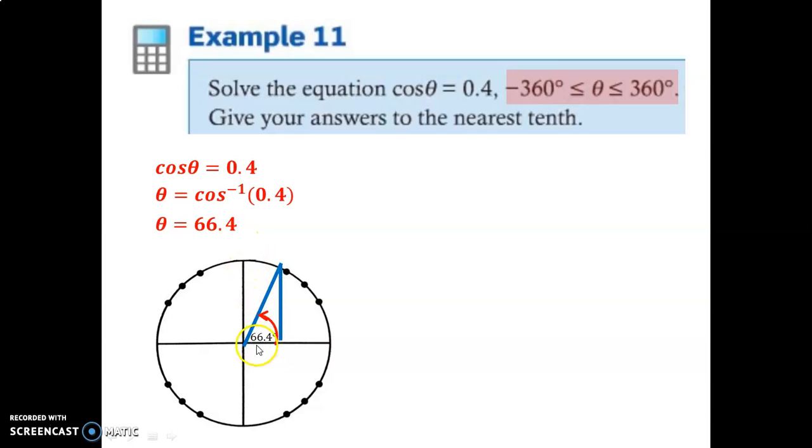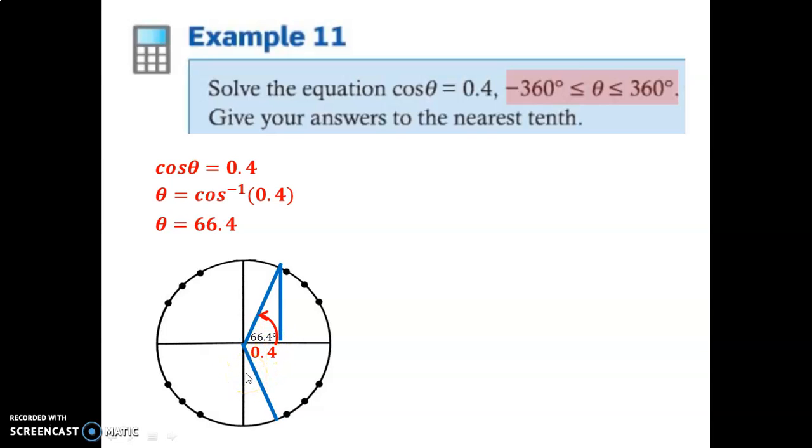But there's going to be more angles. What other times is x 0.4? What other angles will have an x value of 0.4? Well, what if we kept spinning this all the way around, came all the way around back to this side, and created one right here? We would have an x length of 0.4 again. So what is that angle? It's 360 minus 66, which is about 293.